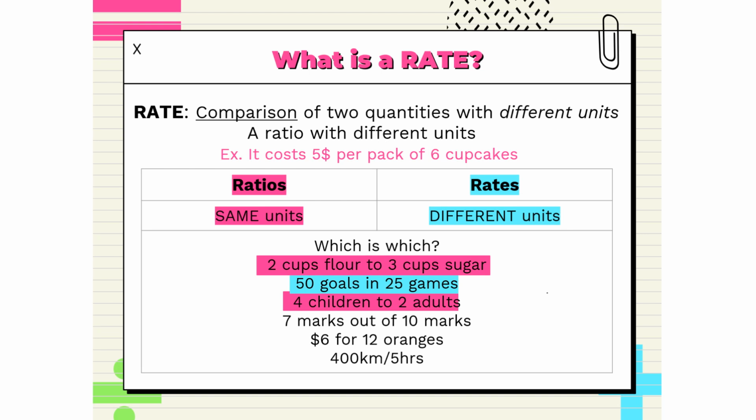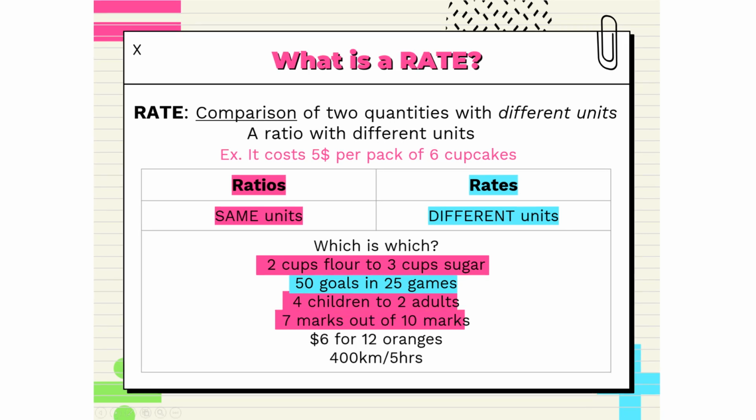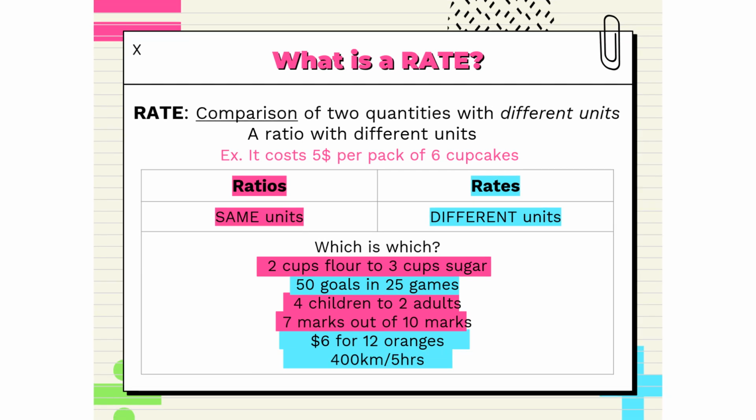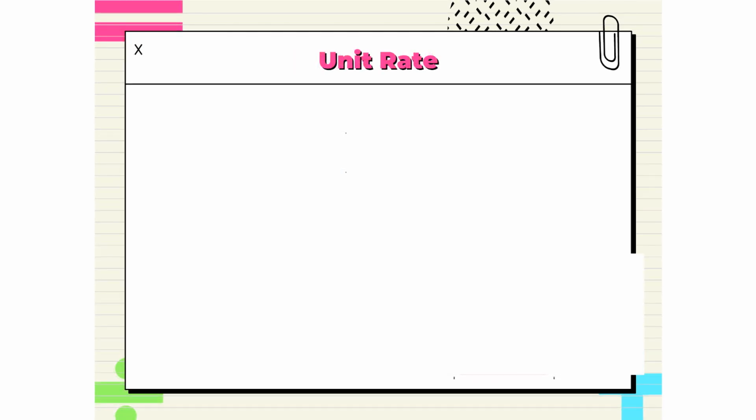The next one, we've got 7 marks out of 10 marks. Both cases we're dealing with marks, so that also becomes a ratio. Next one says $6 for 12 oranges. We've got dollars and we've got oranges, so we're in different units. That makes it a rate. The last one, we've got 400 kilometers in 5 hours. We've got kilometers and hours in units, so that makes it a rate as well. So that's the concept of a rate.